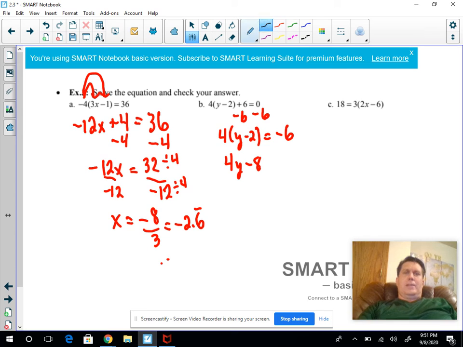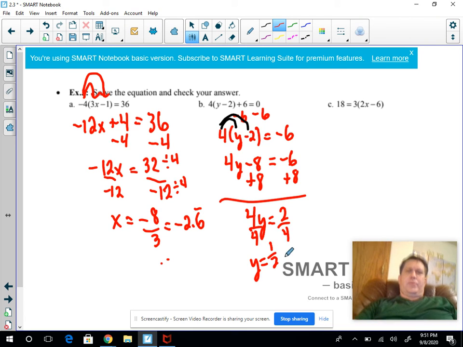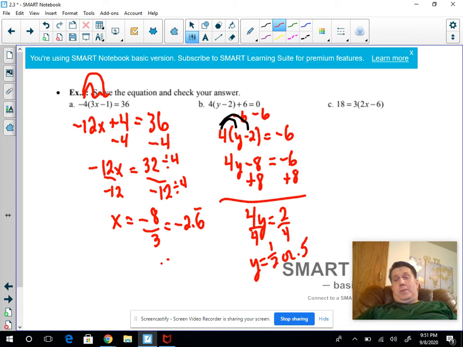And how did I do that again? 4 times y and 4 times -2. That's how we got that, equals -6. Now I'll add 8 to each side. 4y equals a +2. We'll divide by 4, and y equals 1/2 if we reduce it, or we can put it as a decimal, 0.5, and either one is fine. All right, next one.